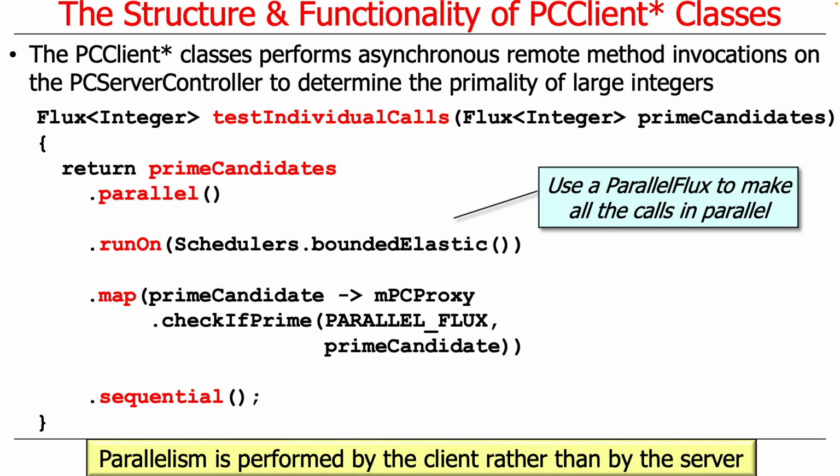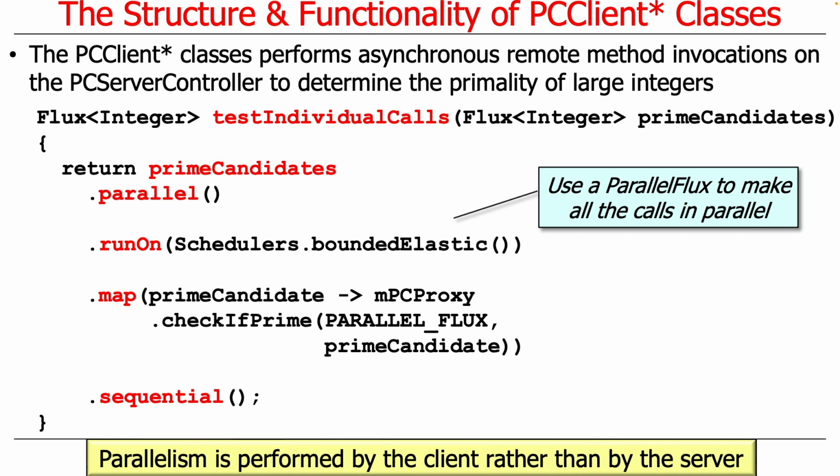And so what it's doing is it's using a parallel flux. So it's taking the flux and it's turning into a parallel flux, running it on a different schedule. We'll talk about why we do that in a second. Then it's going ahead and sending it to the client and getting the results back. Notice in this particular example, parallelism is performed by the client rather than the server. The server is getting the request, and the server is actually running in parallel too, but we only have one item coming in at a time.